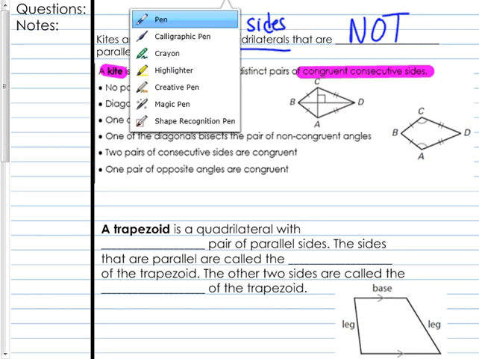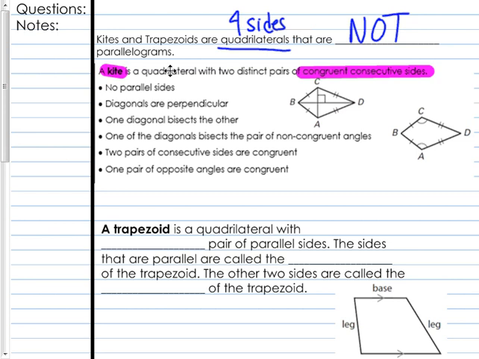Actually, let me just go back to my highlighter, make it easier. As you can see right here, side BC is congruent to side BA. They're congruent and they're consecutive because they're next to each other. They're adjacent to each other. They're touching each other, okay? And then side CD is congruent to side AD. Again, they are the other pair of congruent consecutive sides.